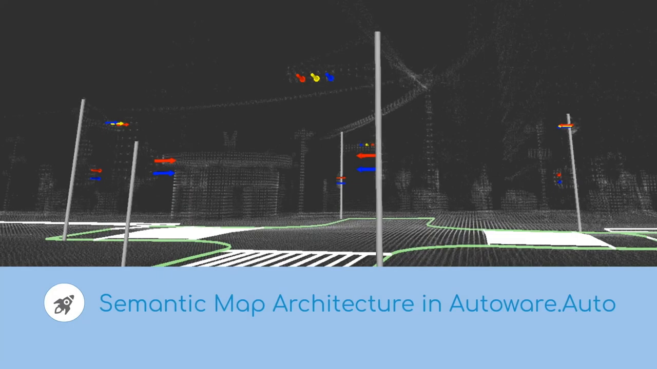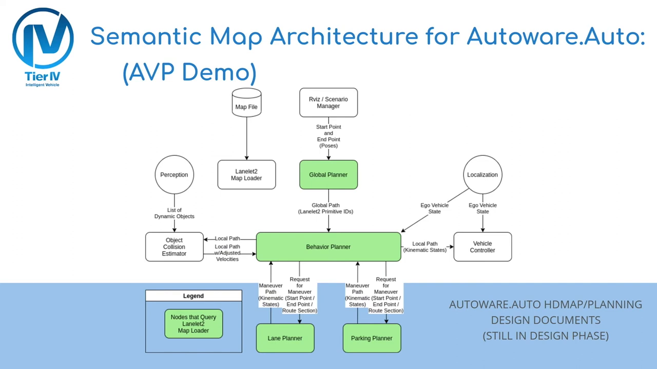Now I will introduce the proposed semantic map architecture for Autoware.Auto. Here is an initial design document for semantic map usage in Autoware.Auto, specifically for the AVP demo. Nodes which use semantic map information are shown in green. You can see they all relate to motion planning tasks at the global, behavior, and local maneuver levels.